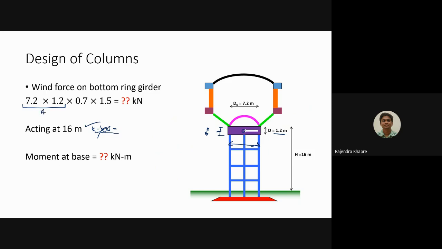So this is the exposed area multiplied by the shape factor, that is 0.7, because the ring girder will also be circular in shape, and the intensity is 1.5. How much is this? 9.072 kilonewton. Okay, and it is acting at a distance of 16 meter.